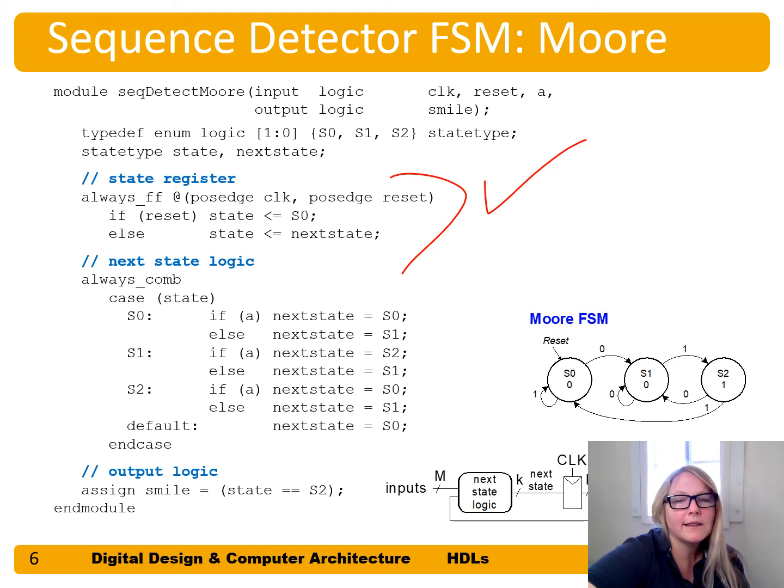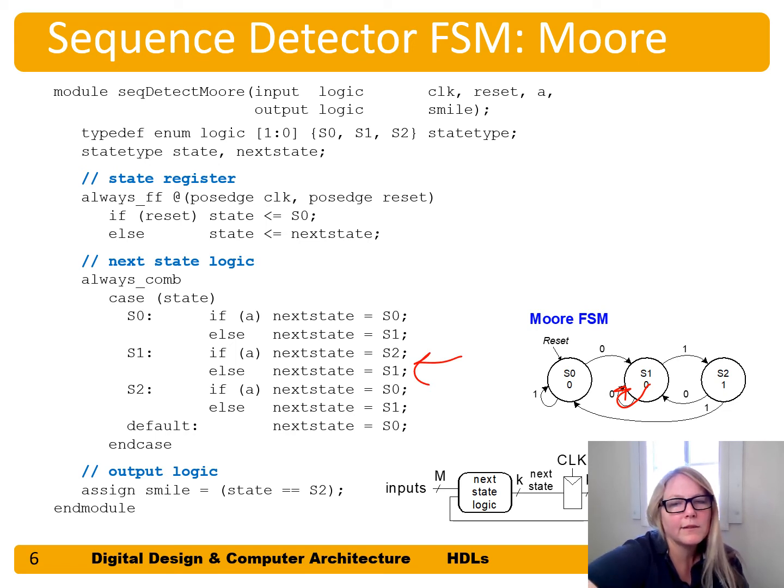And now our next state logic. If we're in S0 and A is true, so if A, next state should be S0. Else, so the else means A is 0, next state should be S1. If we're in S1 and A asserts, so the input is 1, we should go to S2. Next state is S2. Else, the input A is 0, and we should stay in S1, and so forth.